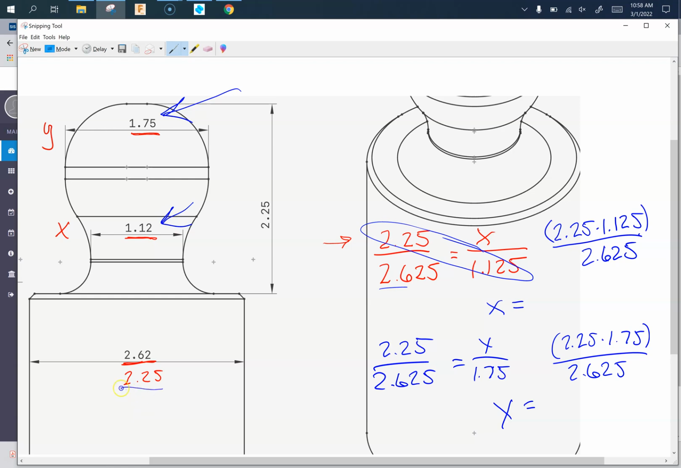But that's only if we get smaller than 2.625. So your goal is to not get smaller than 2.625. Otherwise, you must do these recalculations, and that will be your new target when you're lathing this down.